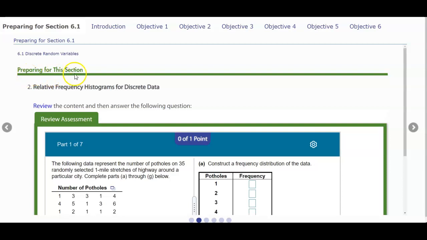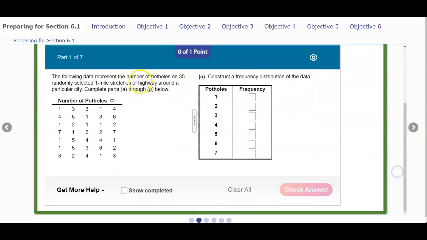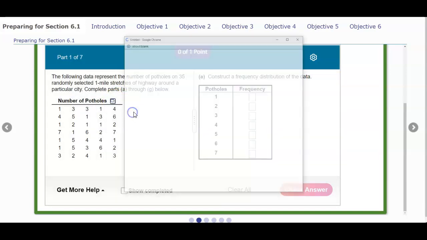Preparing for section 6.1, relative frequency histograms for discrete data. The following data represent the number of potholes on 35 randomly selected 1-mile stretches of highway around a particular city. We're going to complete parts A through G below. First part is they want us to construct a frequency distribution of the data. So we're going to go ahead and open this up into StatCrunch.